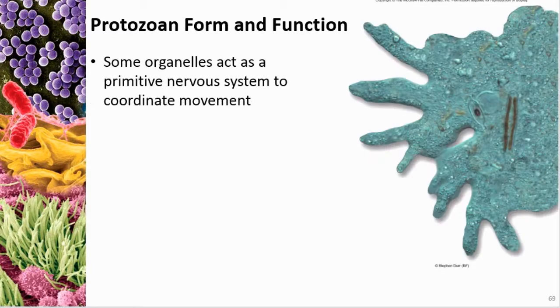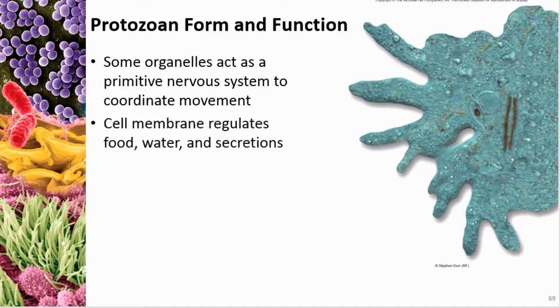Okay. So in protozoa, they have sort of a primitive nervous system, and they need that because protozoa move. We say they move in an amoeboid fashion because an amoeba is a protozoan, which, by the way, is what you're looking at right there. That is an amoeba. So let's talk about how they're shaped.